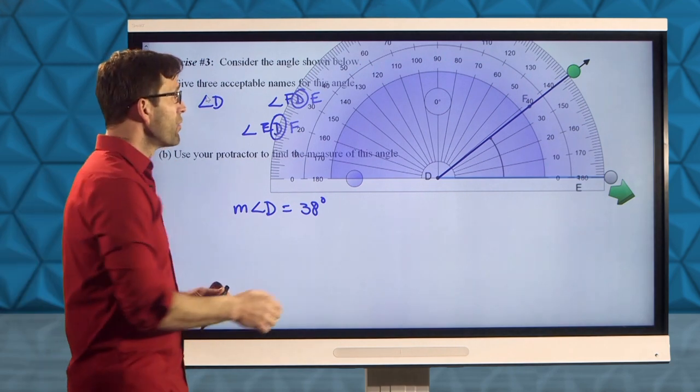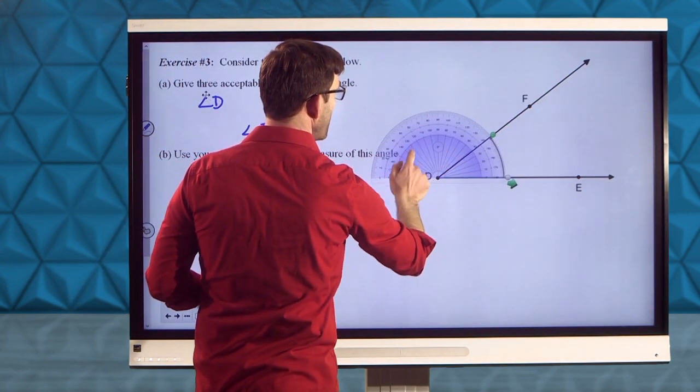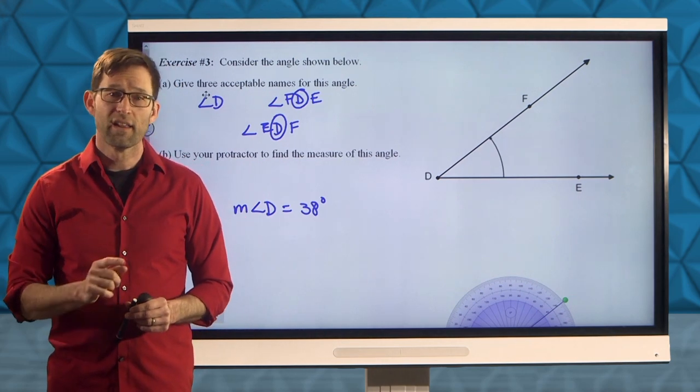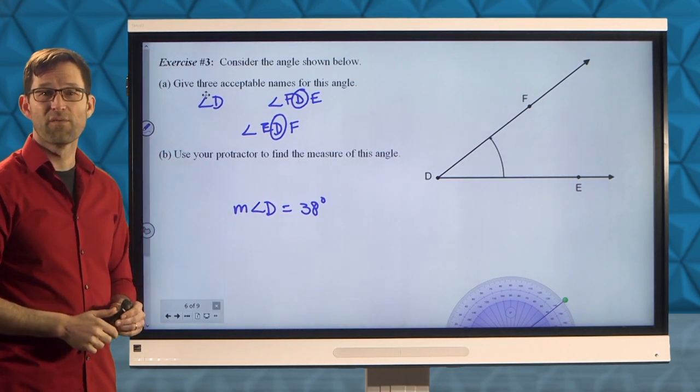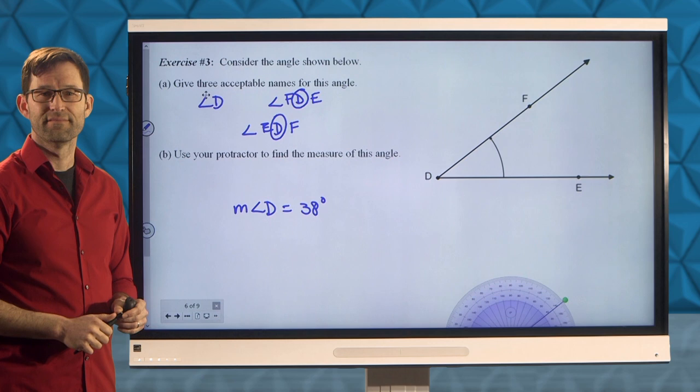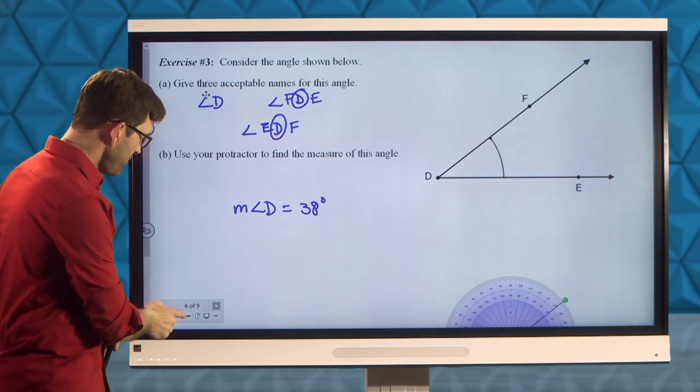All right, let me get rid of our compass, shrink it down a bit, throw it out of here. I love the fact that it bounces off the side of my board. All right, let me get out of the way for a second. Pause the video if you need to write down any of this, and then we'll move on to the next slide. Okay, let's move on.